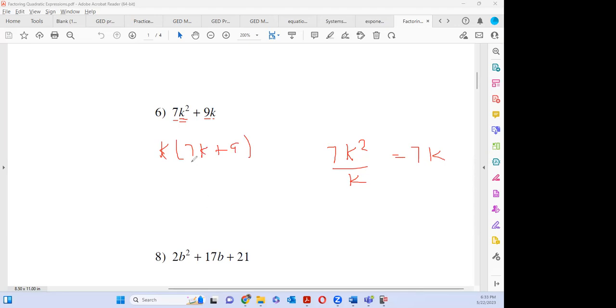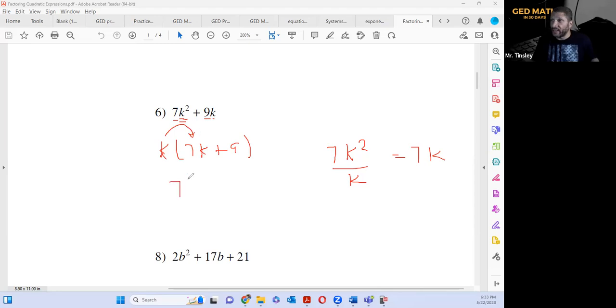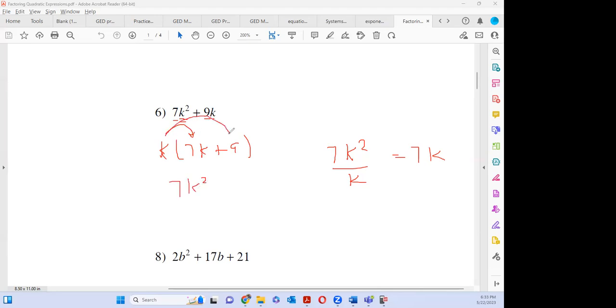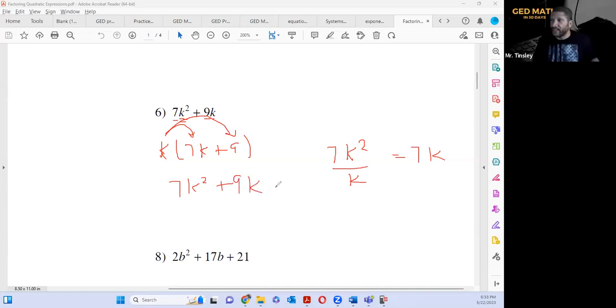So now let's check it. k times 7k is 7k squared. k times 9 is 9k. So remember, the last part of math is always checking your work. Once you have an answer, plug it back in to see if it works, especially since you know how to store in your calculator now. You plug it right in. And this time, it's not an equation, it's an expression. But that checking is the last part of math. It's so important, checking your work, because you're going backwards. Got me?